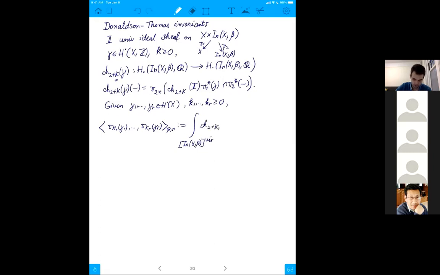CH2 plus K1 gamma 1, CH2 plus KR gamma R. So this notation means the following. The virtual fundamental class, so this is an algebraic cycle. It will define a homology class in 2 times the expected dimension. And then we apply the rth operator to it. We'll obtain a homology class, and we repeat this r times in order to get an integer.